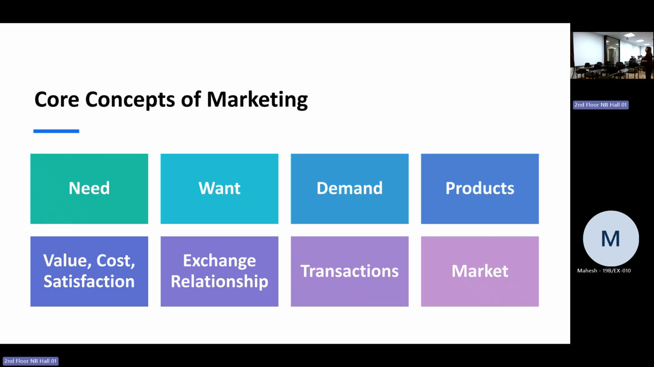Then market. You can say simply that consumers and suppliers meet each other to exchange products, or where demand and supply happen. That's what we call market. Then I will give you the definitions for each. You can write down the topic first: four concepts of marketing.